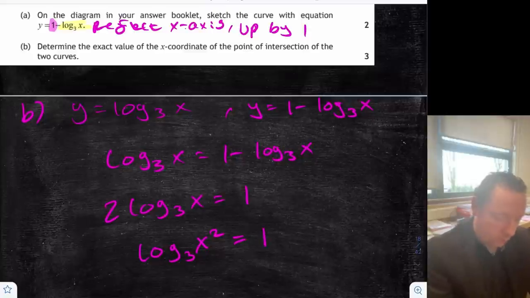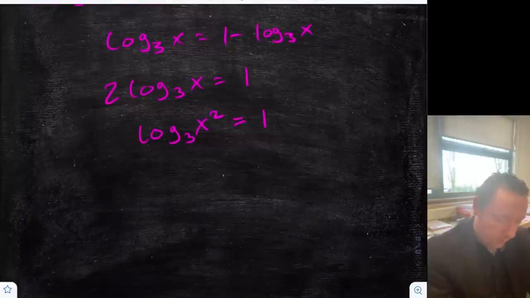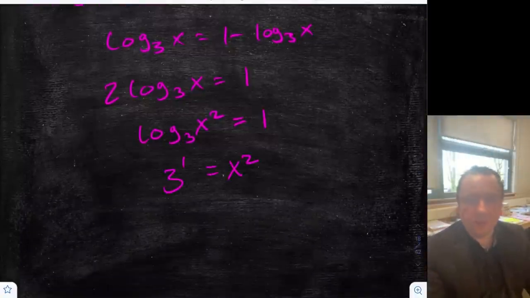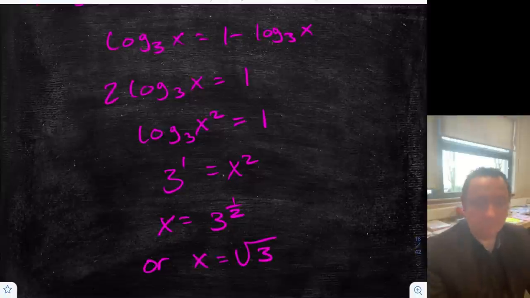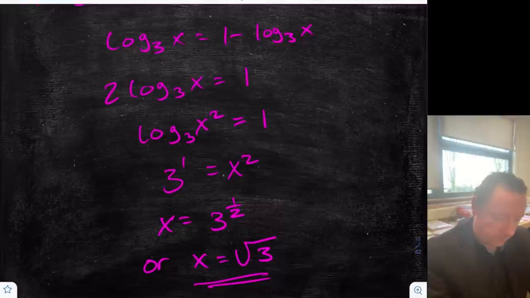Now I've got it in the form log of something equals a number, so 3 to the power of 1 equals x squared. 3 to the power of 1 equals x squared, and therefore I can find x. x equals 3 to the power of a half, or x equals the square root of 3. And we're done there.